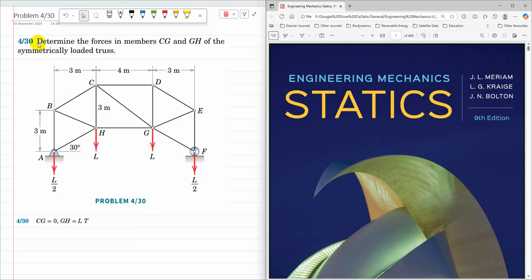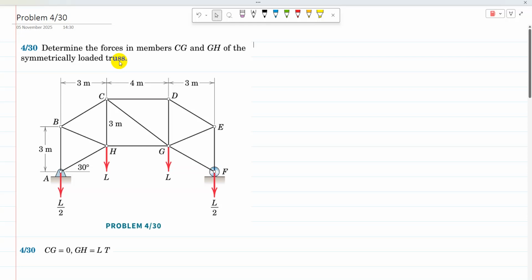This video tutorial is the solution to problem 4/3 from Engineering Mechanics Statics, 9th edition. The statement of the problem is: determine the forces in members CG and GH of the symmetrically loaded truss. So it's a symmetrically loaded truss and we need to find the member forces in CG and then the other one, GH.